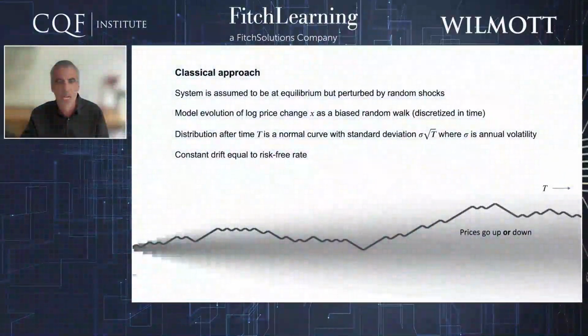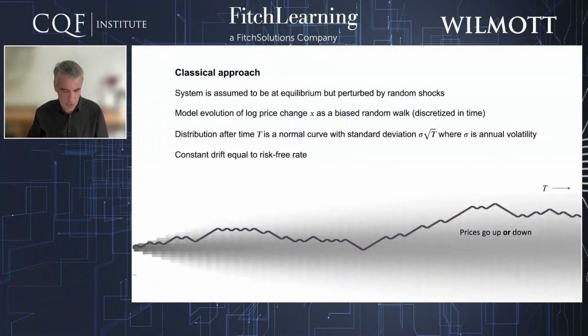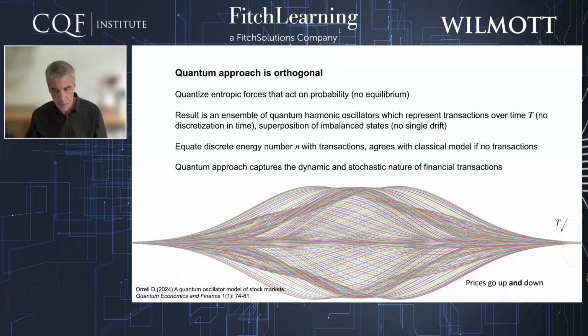I'll just say this is the classical approach where the price is going up or down at each step. And in the quantum approach, you have these restoring forces which are being quantized, and that allows you to have a complex valued wave function which is rotating around the real axis in time. So that's what that shows.